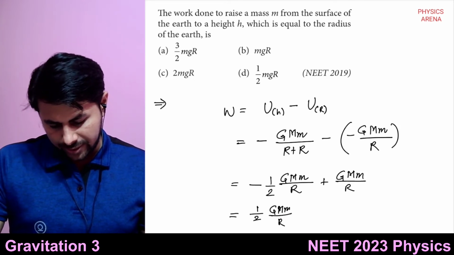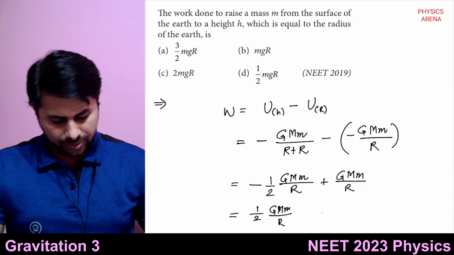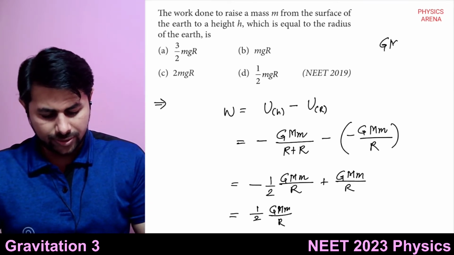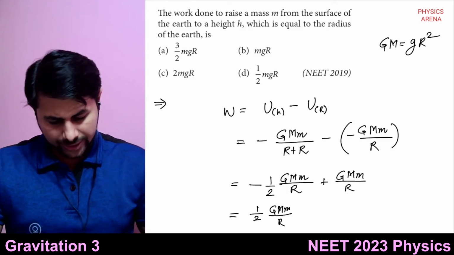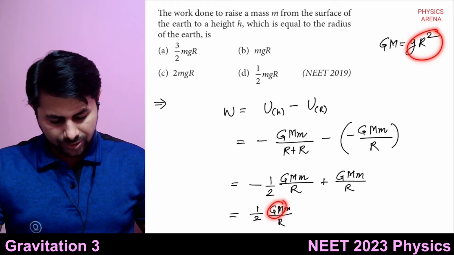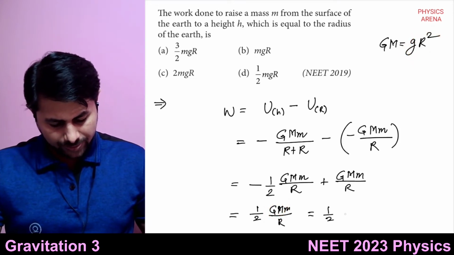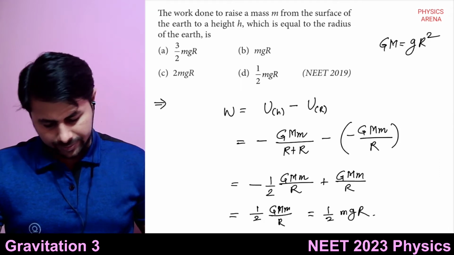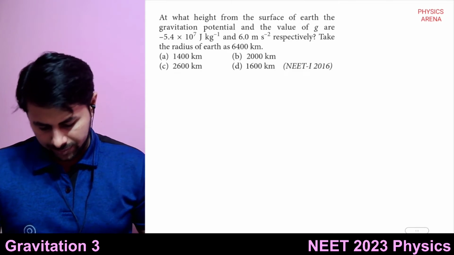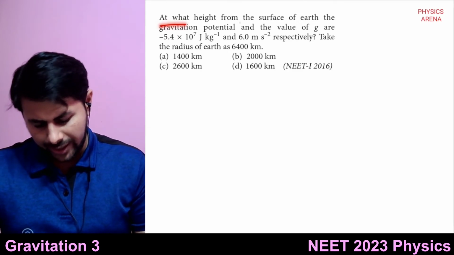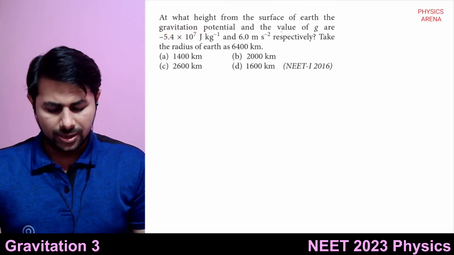Okay, so which is the answer? And you can substitute GM equals gR square whenever you want. So let's substitute that. When you substitute that, you get what? It is equal to half of mgR, right? Option D.